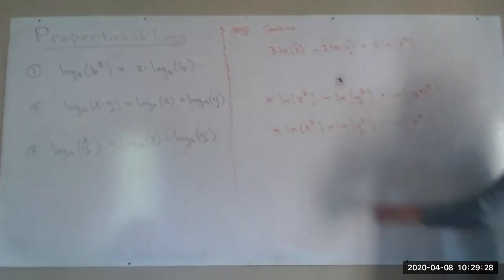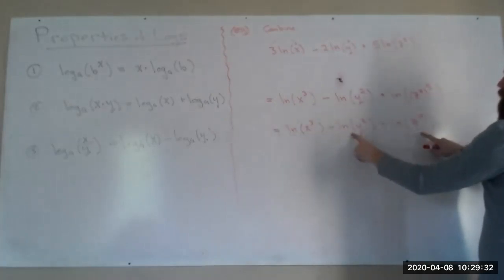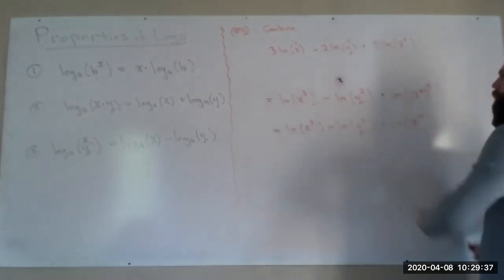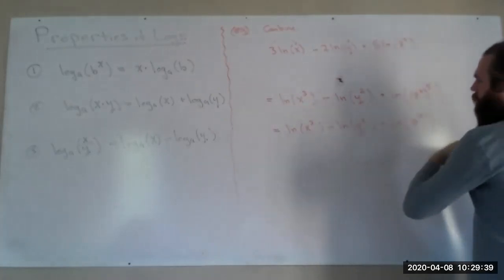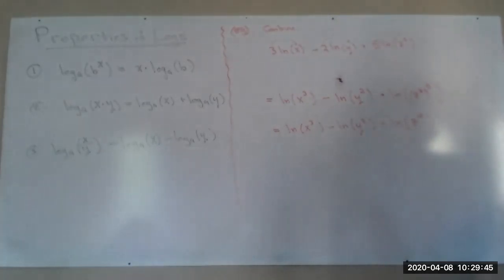I could combine these two using property 3. I could combine these two using property 3. I could combine these two using property 2. No matter what I choose, one of them is going to be left out in this next step, and so I'm going to have to do at least one more step after that.